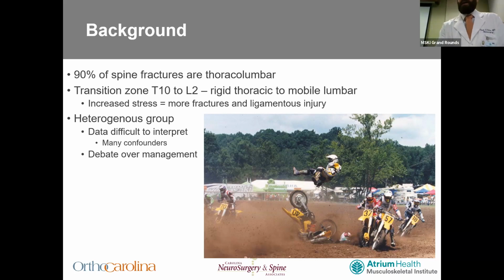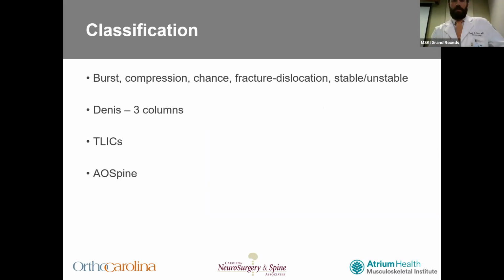Probably the biggest confounding factor is the inter-rater variability and difficulty in consistently classifying different fractures. So there have been a lot of different systems invented to try to classify these fractures, and people love to publish these classification systems. Starting at the top, we have these common terms: burst, compression, chance, stable, unstable, that we commonly use to describe them, but they're often used inconsistently by different people. And even within these terms, there's just a lot of variability.